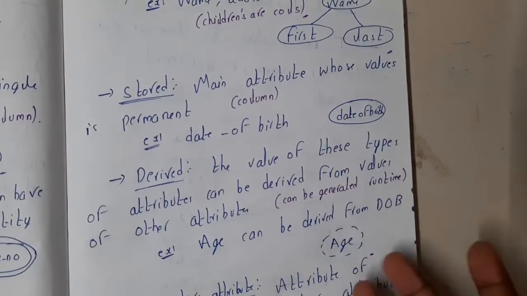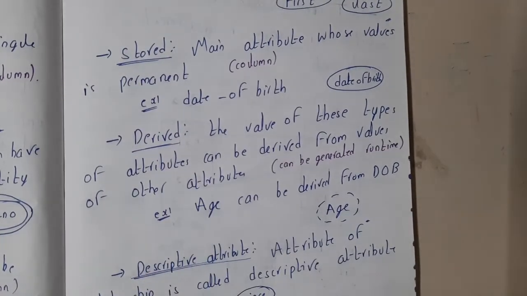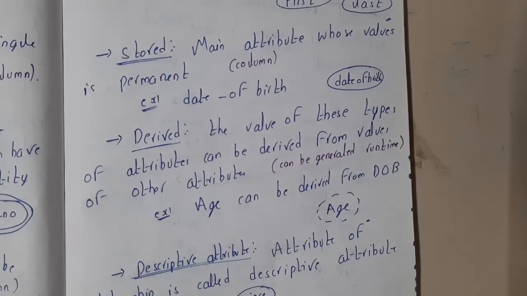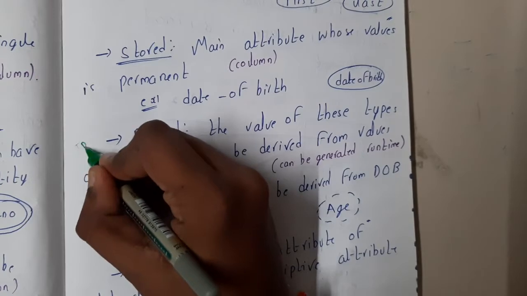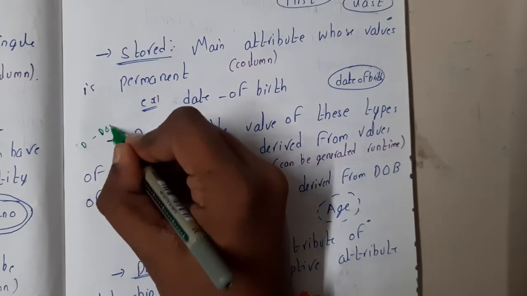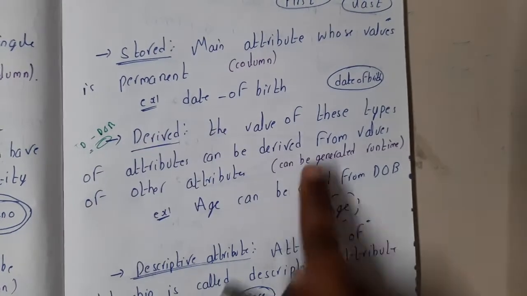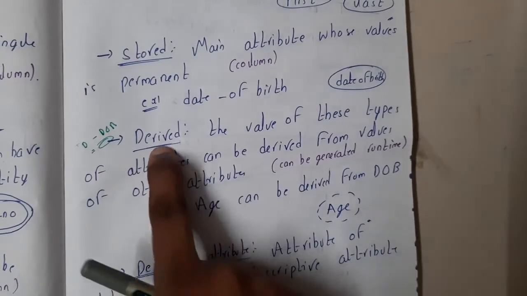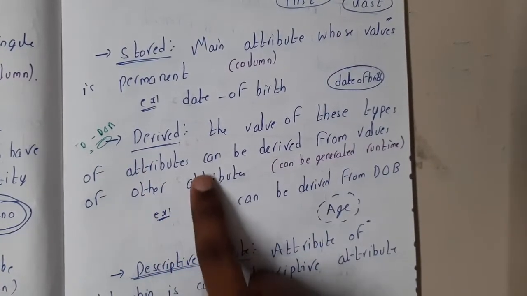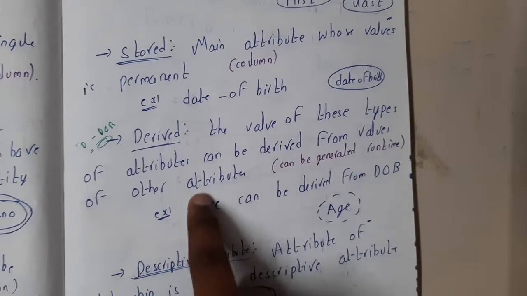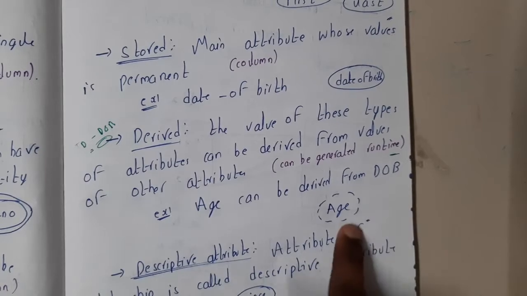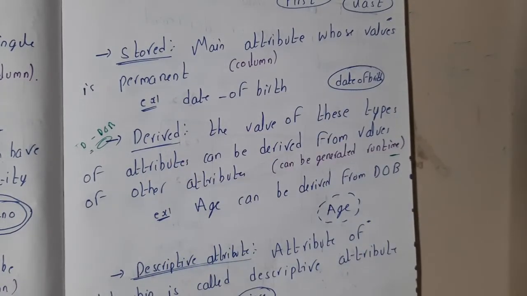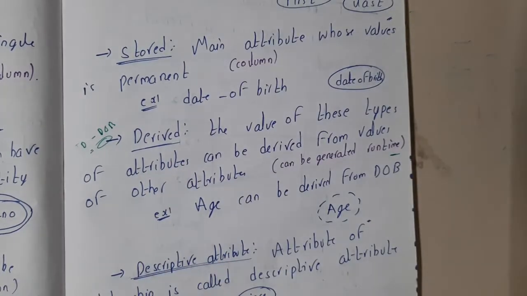So will date of birth change? No. In the same way, derived. So assume that you want to calculate age, guys. You don't want to store age, you want to calculate it. So with the help of date of birth, today's date minus date of birth will give you his age, right? So that is what we apply. This concept is nothing but derived. So the value of these types of attributes can be derived from values of other attributes, so it can be generated at runtime. So age can be derived from date of birth. So this is the concept of different types of attributes, guys.